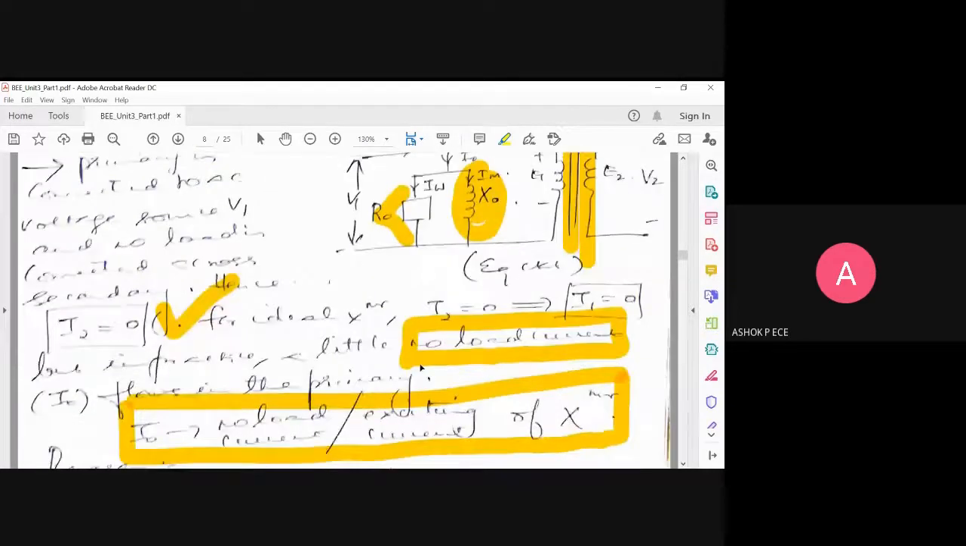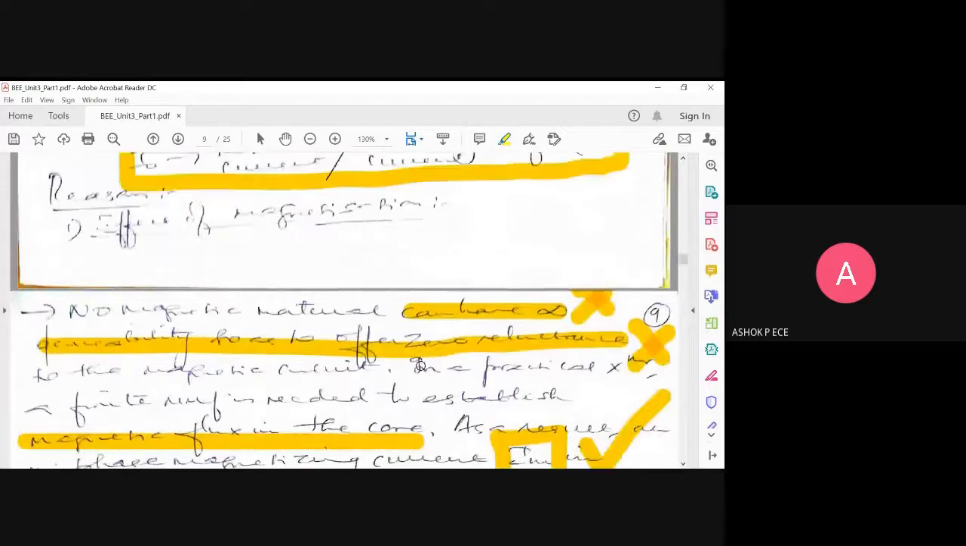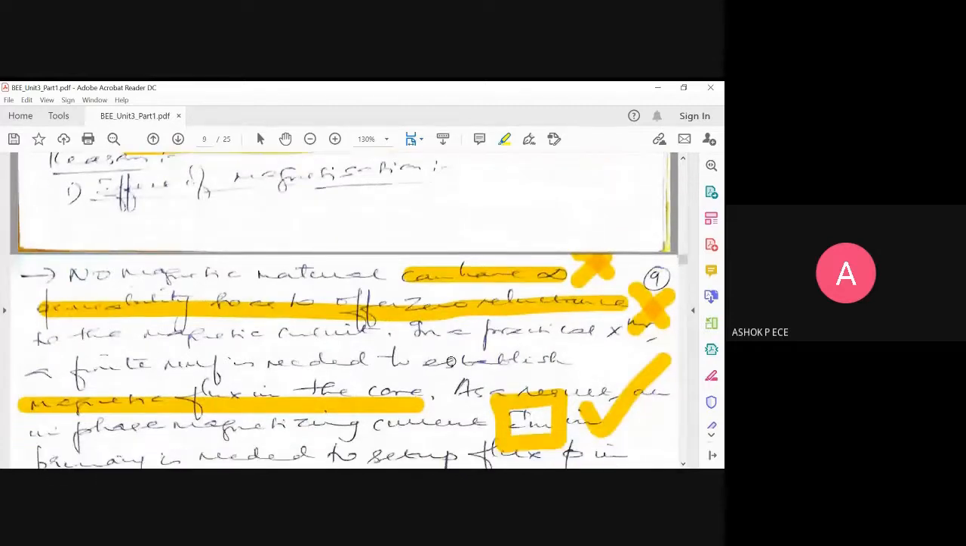Any doubt in the first reason, effect of magnetization? Any doubt you can ask.